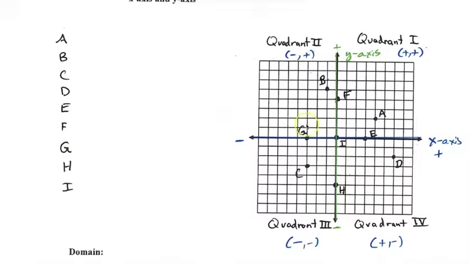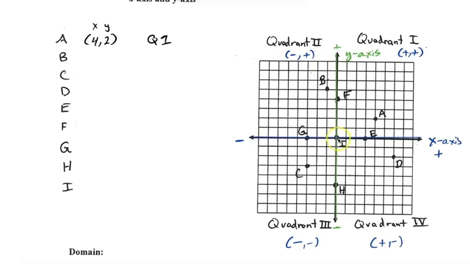Let's talk about A. A is right here. The way we count that, we go from the origin, and you always want to go on your x first. So we go 1, 2, 3, 4. That's our x value. Then we go up 2. So we'll write this as (4, 2). Again, this is our x, and this is our y. We can say that's in quadrant 1. Let's put Q1 here.